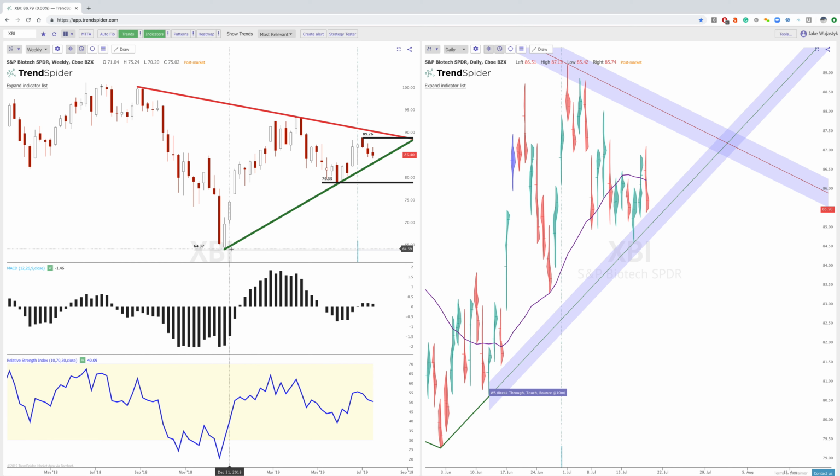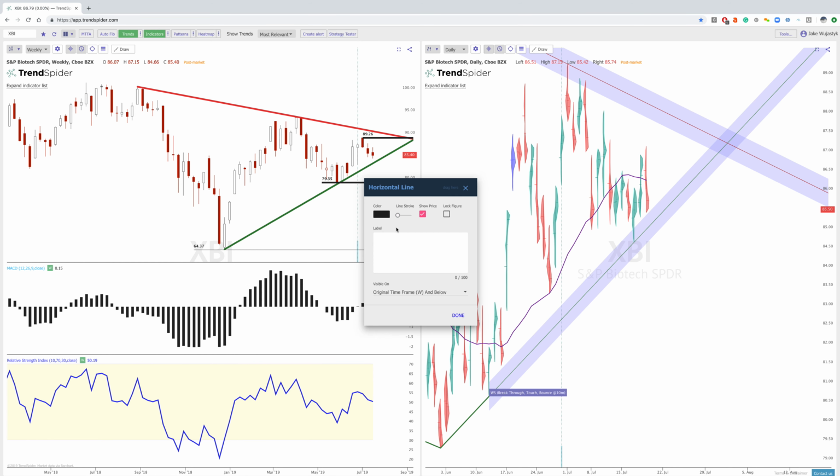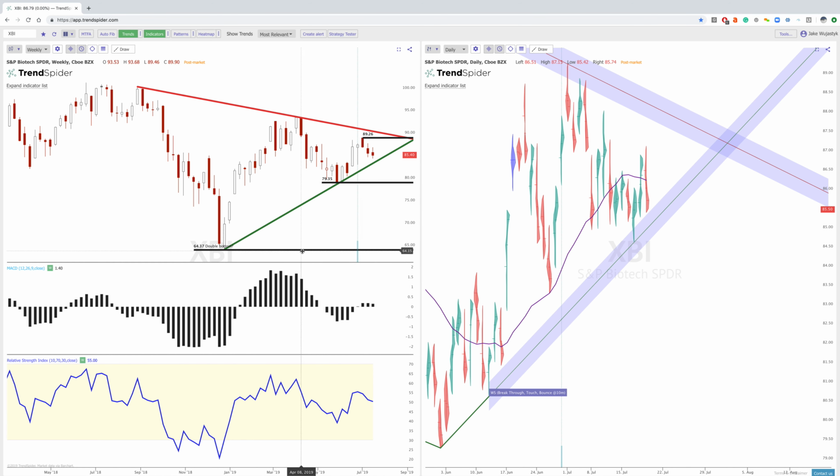You can change the properties very easily as well by just increasing or decreasing the line stroke, changing the color. You can even label this. So if you want to say, double bottom question mark, and then it's set in stone, and you can even move this as well if you'd like.